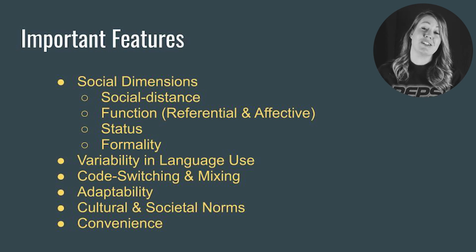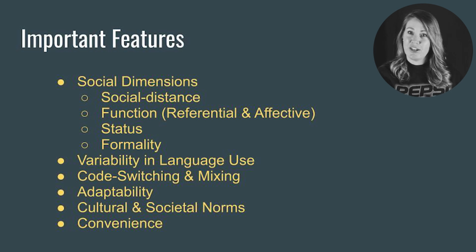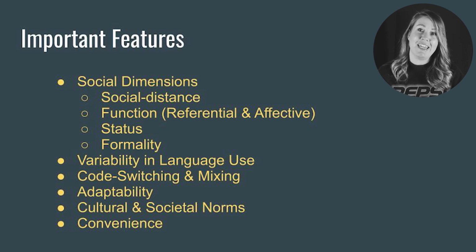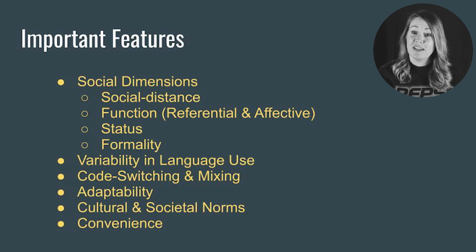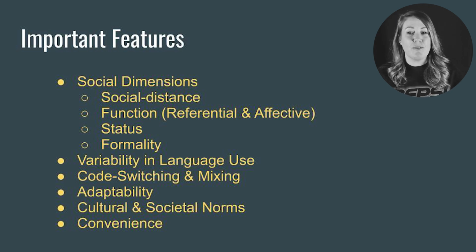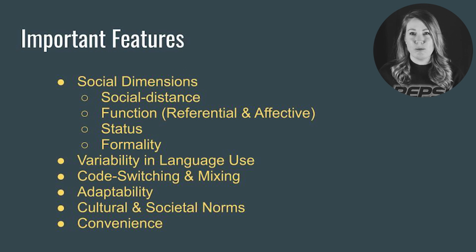First, there are the various social dimensions, which we explored in another video called Social Factors That Impact Language Use. Those features included social distance, status, formality, and function of the talk. Next, we have linguistic repertoire. The concept of a linguistic repertoire refers to the range of linguistic resources and varieties that an individual has command over. So it encompasses the different languages, dialects, registers, and styles that a person can use in various communicative situations. Essentially, it represents the linguistic toolkit that an individual possesses.